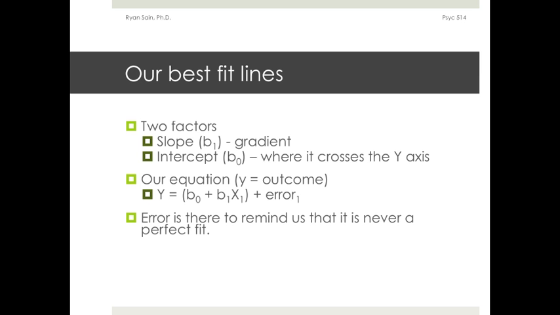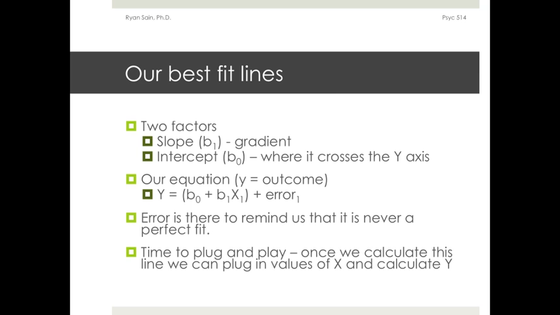Okay? We do drop the error term, but as I said earlier, error is there to remind us that it's never a perfect fit. We can't really calculate it in this sense at this point, so we just kind of leave it be. Right? So like it says, time to plug and play. Once we know what the line is, once we know the slope of the line, then we can just plug in any value for x and come up with a value for y.